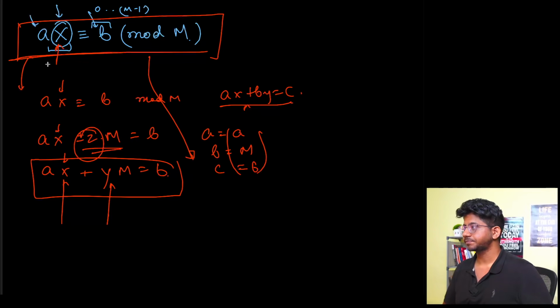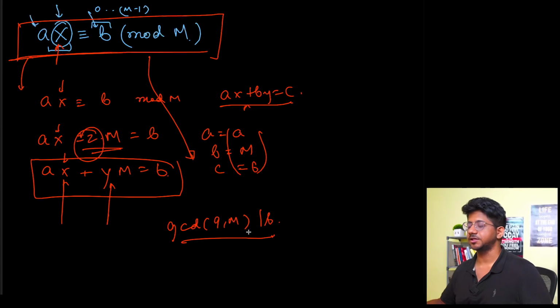Again over here the condition remains the same, that gcd of a comma m divides b. This condition remains the same.